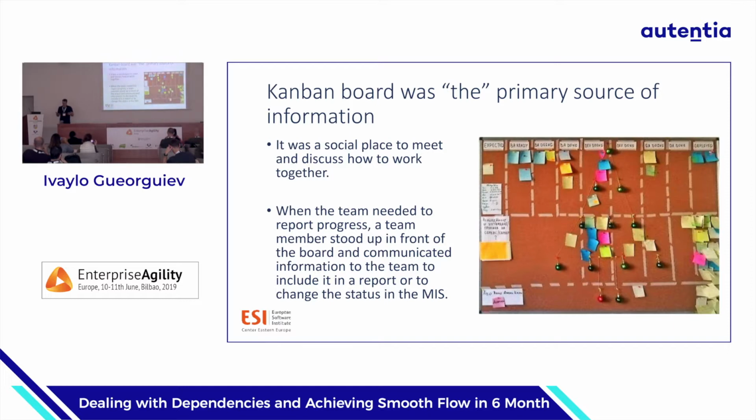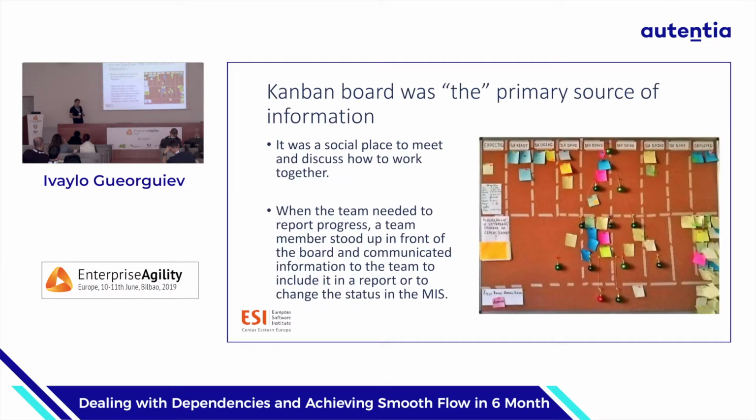Not only did the team abandon the Excel sheets, but nowadays when they have to report to the client, one person is standing in front of the board, and the other person is writing the status email to the client, and he says, this feature is here, we'll do it in whatever time. This feature is here, we'll do it at that time. So the Kanban board became a social place where you do your work. Now, it was the primary source of information. It was not the system, it was the Kanban board that was dealing with this.